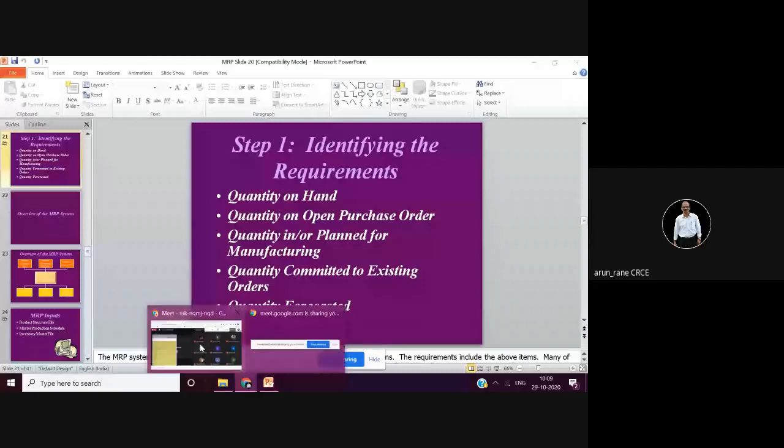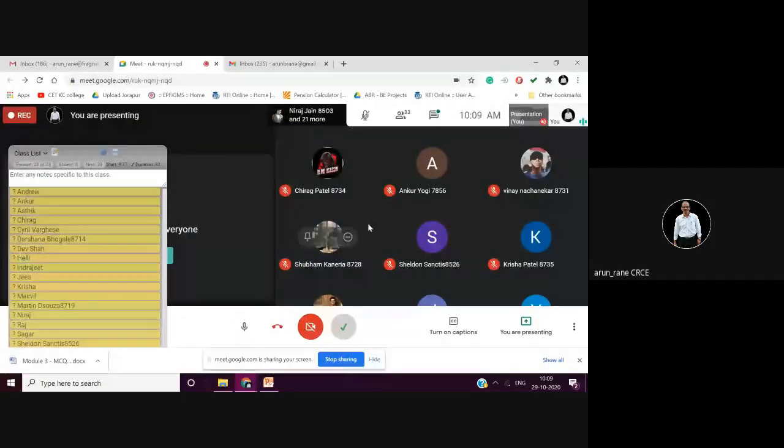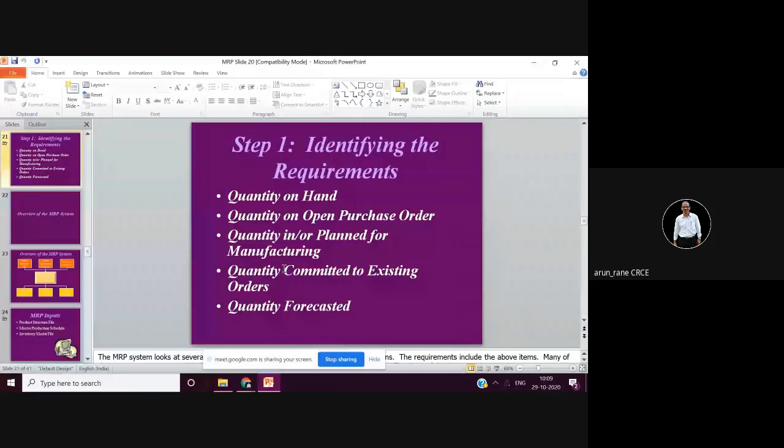Yes, sir. So step one is identifying the requirements. In that, what is the quantity in hand? Suppose I received an order of 100 pieces, how many pieces do I have in hand? Then what is mentioned in the purchase order? Suppose the purchase order mentions 100 pieces and I have 20 pieces in hand. So I have to plan for another 80 pieces.